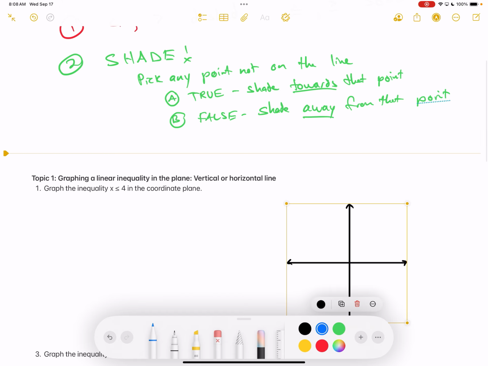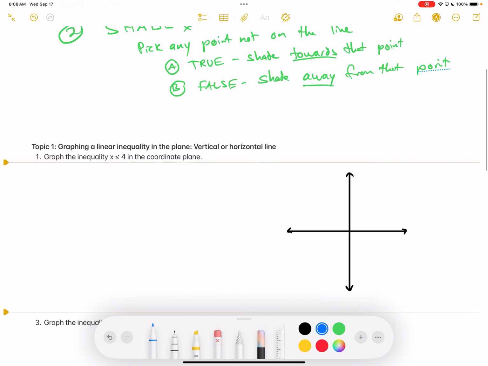All right, so it starts with the basic ones. If I have x is less than or equal to 4, if it's x equals any number, what kind of line is it? Anybody remember? It is a vertical line. So I go to x equals 4, 1, 2, 3, 4, and draw x equals 4. It says no matter what y is, x is always going to be 4. The two things you check: it's less than or equal to, so I am going to have a solid line. And now I have to shade.